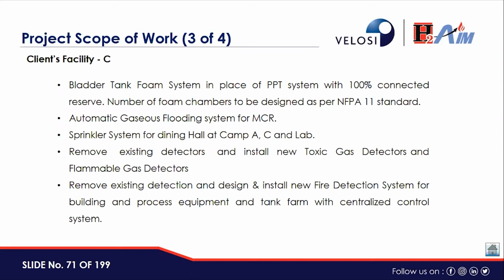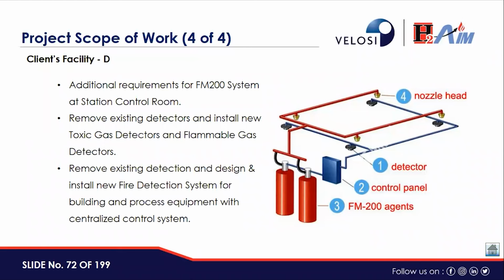Similarly, for facility D, the scope was additional requirements for the FM200 system at SCR, the station control room, removing the existing detectors and installing new toxic gas detectors and flammable gas detectors, and then removing the existing detection and designing and installing a new fire detection system for buildings and process equipment with a centralized control system.